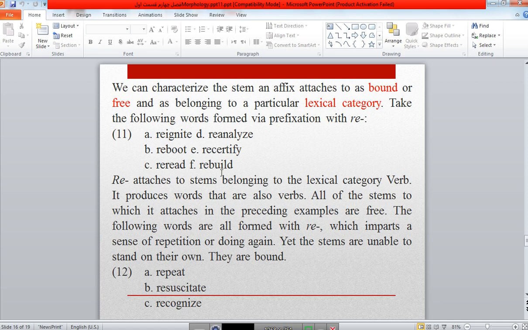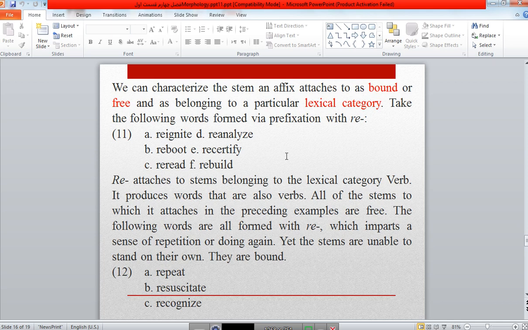You see here, re attached to stems belonging to the lexical category verb. Okay, it produces words that are also verbs. All of the stems to which it attaches in the preceding examples are free. I mean, ignite, boot, read, analyze, certify, and build all stand alone. They do not need to bear a prefix or suffix.